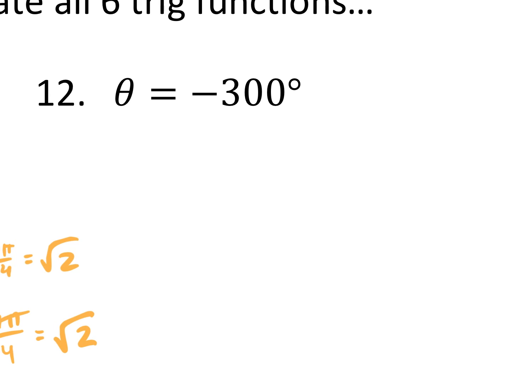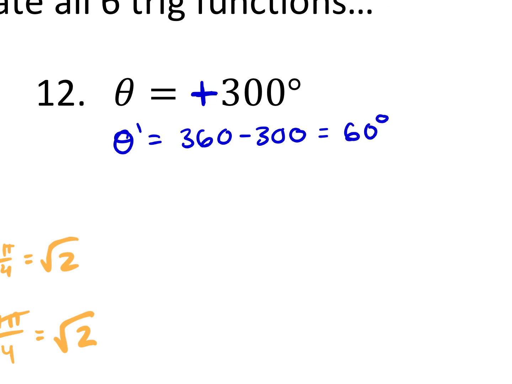So number 12, I'm going to make it a positive 300. I'm just changing the question because negative 300 ends up in the first quadrant again, so everything would be positive, but I want to make it positive 300. So we have positive 300 degrees. How can I find my reference angle? 360 minus 300. If we were confused and accidentally put 300 minus 360, we'd get a negative, and we know that our reference angles can never be negative. They're always going to be positive. So we get 60 degrees.